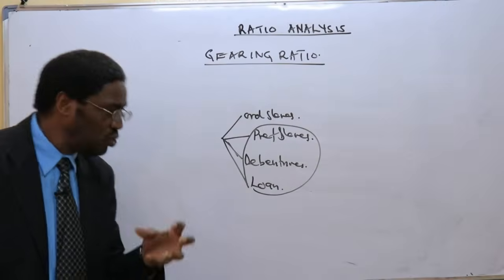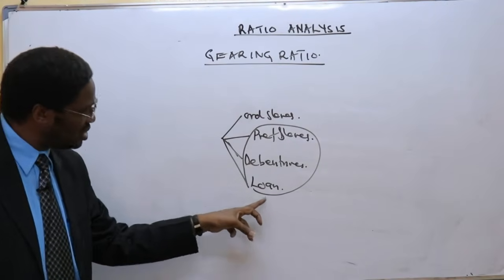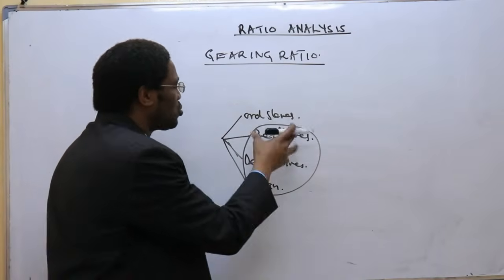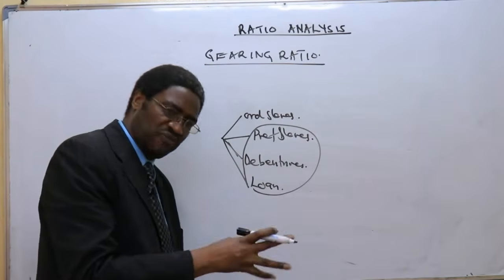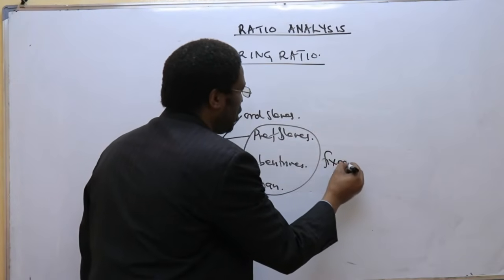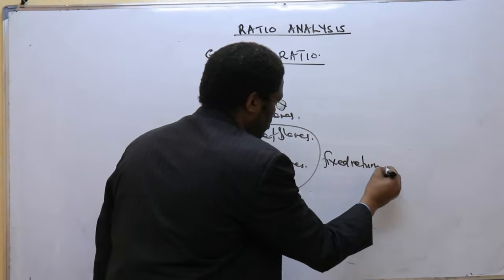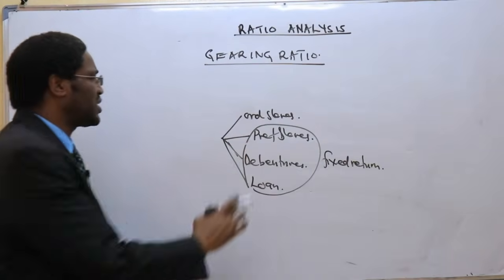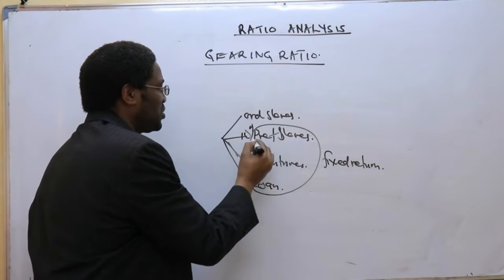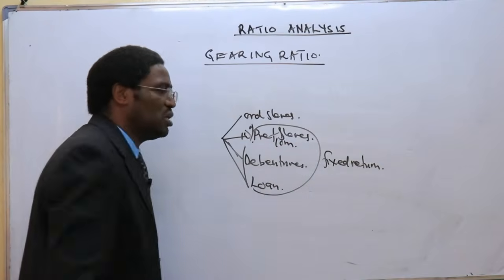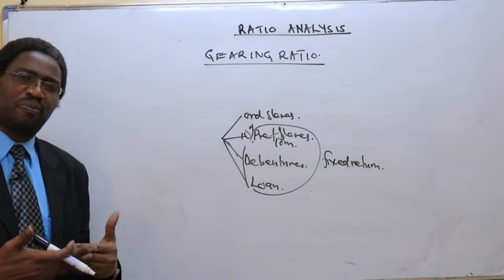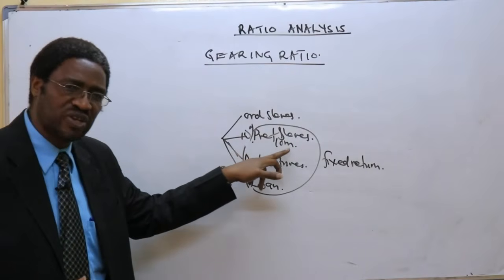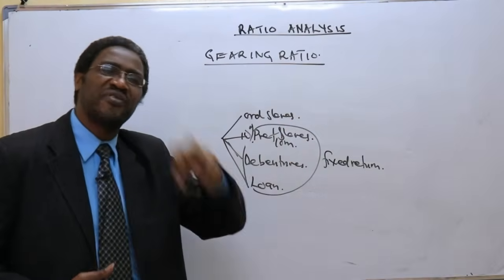If you can see, the characteristic of these three sources of finances is that the owners of the finances normally get what we call a fixed return. If it's preference shares and the question has a 10% preference share capital, maybe worth 10 million, then every year, you as a company are supposed to pay your preference shareholders a dividend of 1 million. 10% of 10 million is 1 million. They get a fixed return.